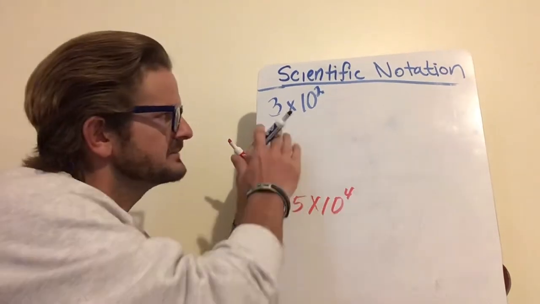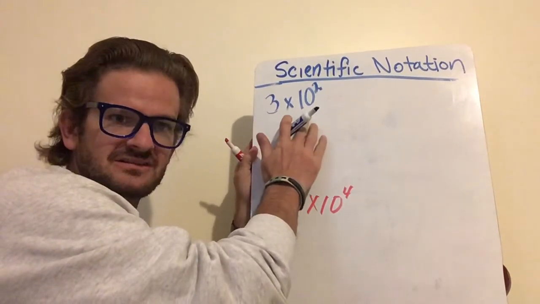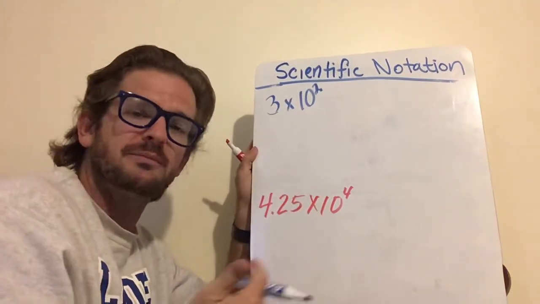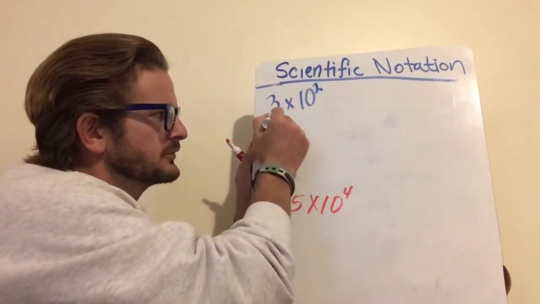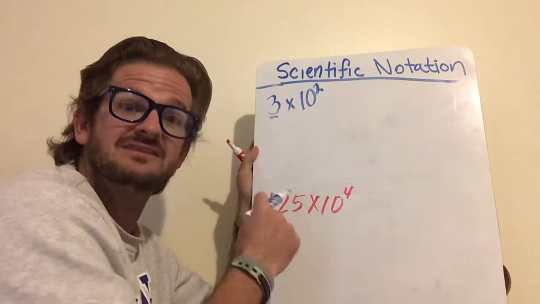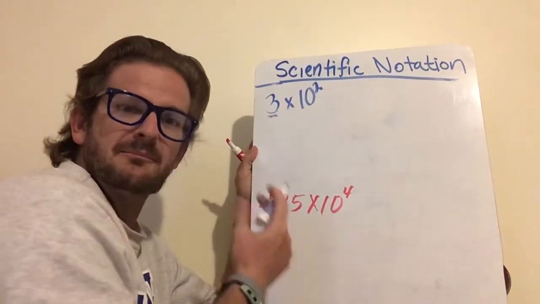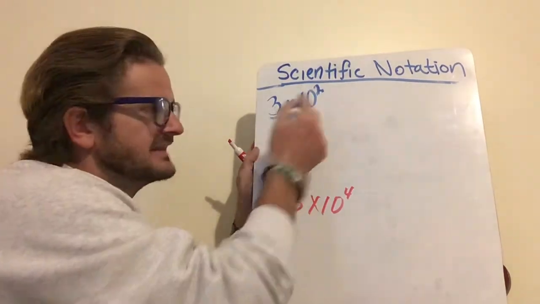And so you might see something that looks like 3 times 10 to the second power. That would be scientific notation. So we have a number 3, and it's multiplied by 10 to some power. You'll see down here it's 10 to the 4th power. But it's any number that's taken in that form.